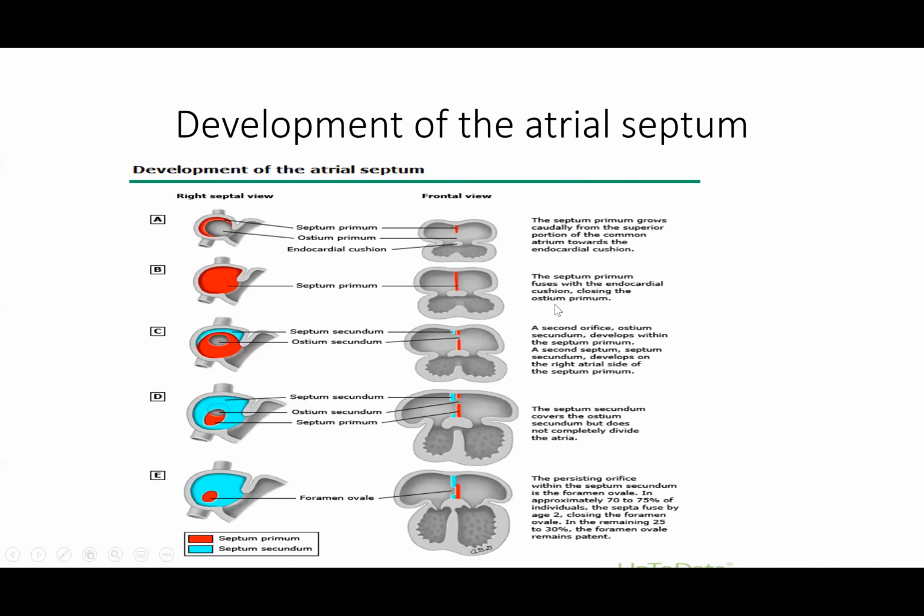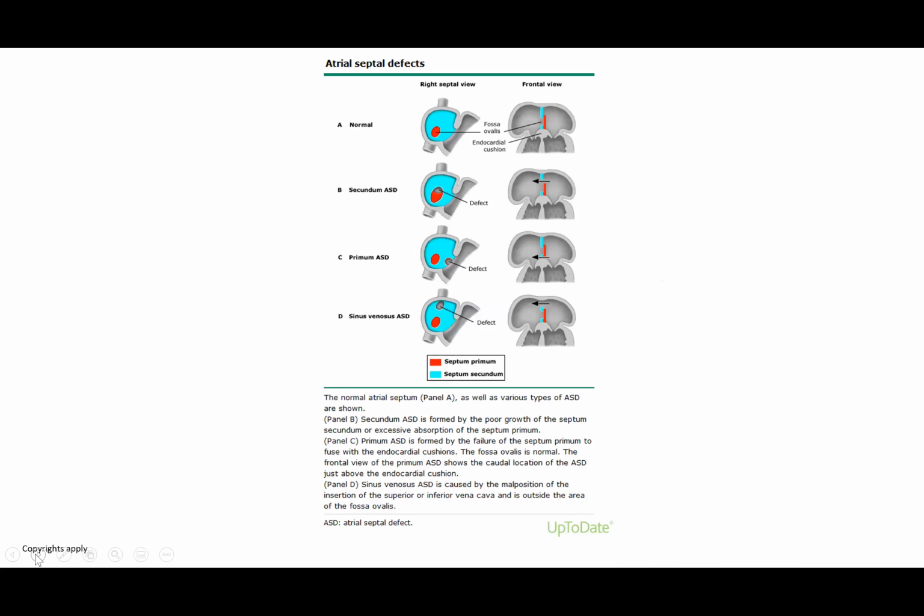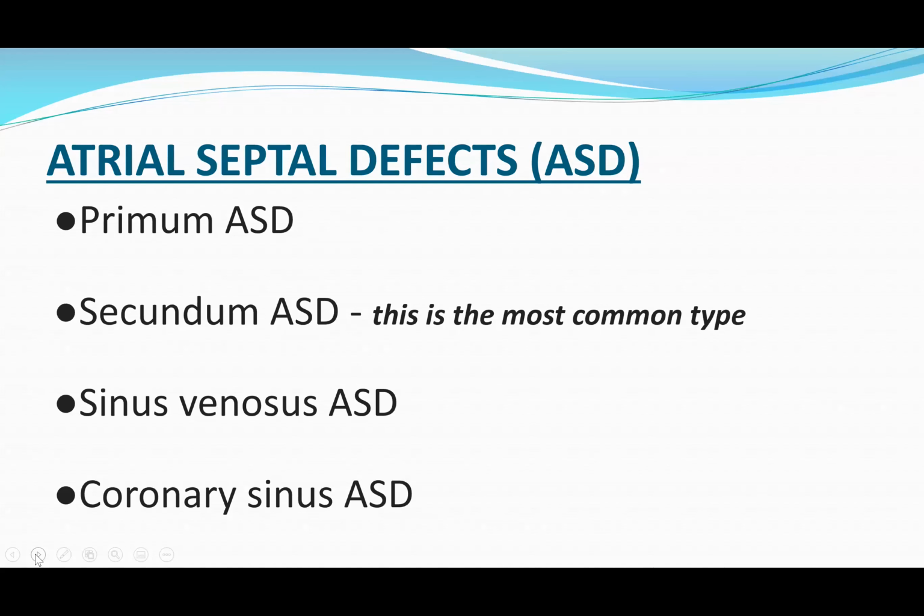Yeah, and we went through this earlier on. This is the development of the septum. This is the primum septum forming, and then the primum septal membrane coming down, and this is the secundum septal membrane also coming down. They overlap. The same thing here. Now, we're going to start with atrial septal defects, and there are 4 types. There's a primum type, the secundum type, the sinus venosus type, and the coronary sinus type.